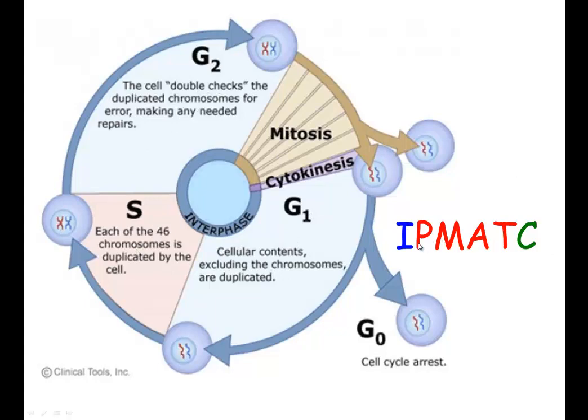Then we have C, PMAT-C, which kicks the whole process of mitosis, splits into two cells so we can start it all over again.